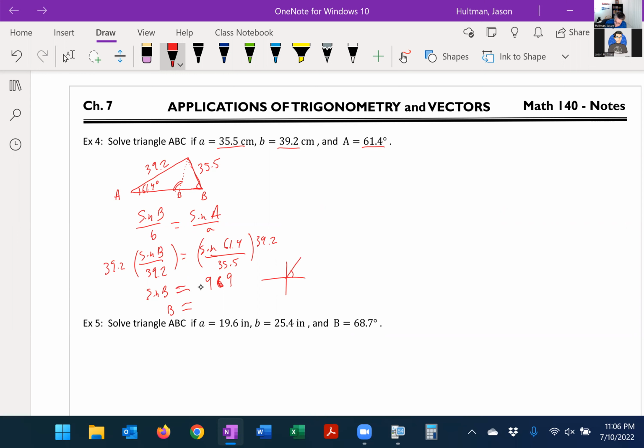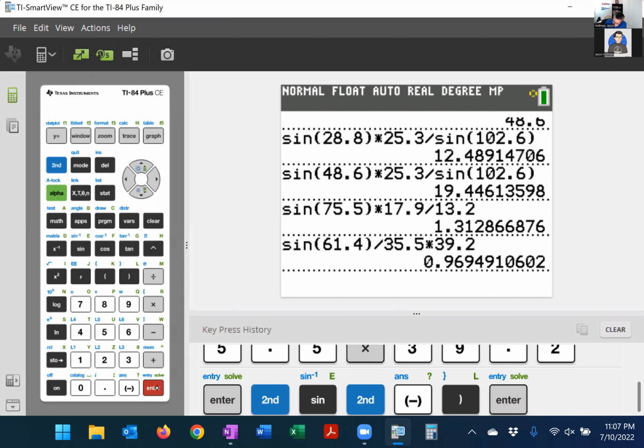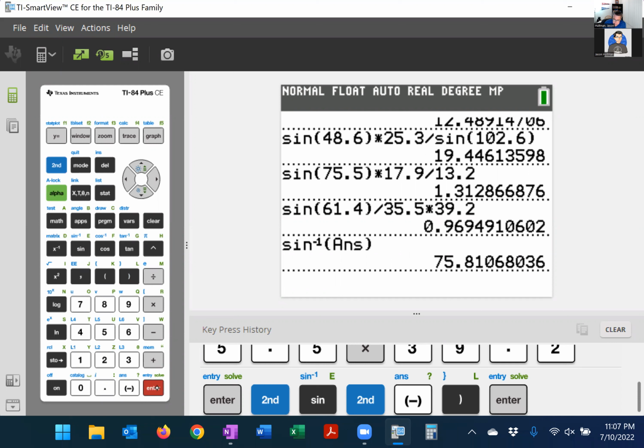One value for the angle where sines are positive is going to be in the first quadrant, but there's another angle in the second quadrant that will have a sine value that's positive. And so B is going to take on two different values. So let's see what those two values could be, no pun intended. We're going to take the inverse sine of the answer that we got, and I get 75.81 degrees.